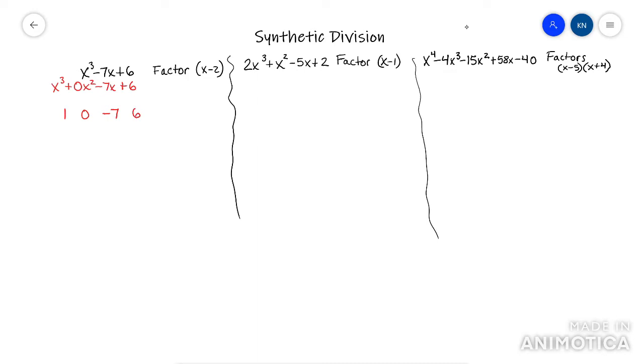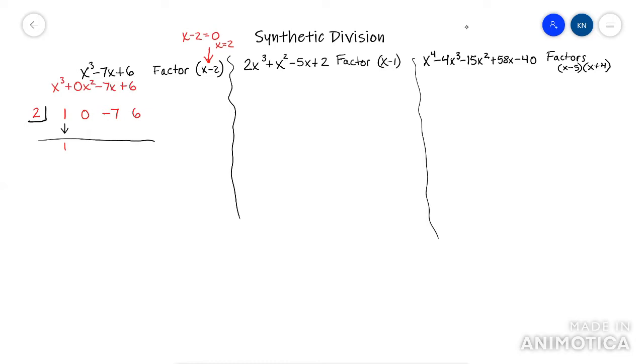And you're going to take this factor. They'll give you a factor. Take it and set it equal to 0 and solve it. That's the number that goes in this little box area, I guess half a box. Okay, here we go. You take the first number and you drop it. So it's just 1 down here.